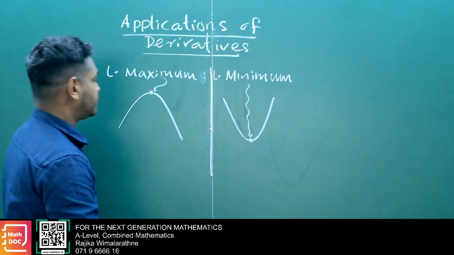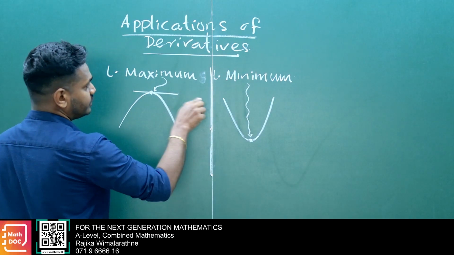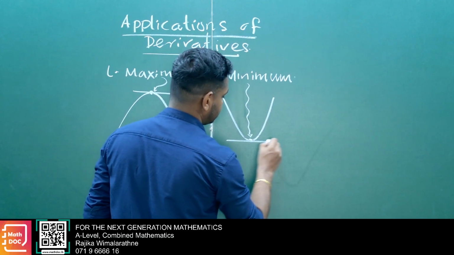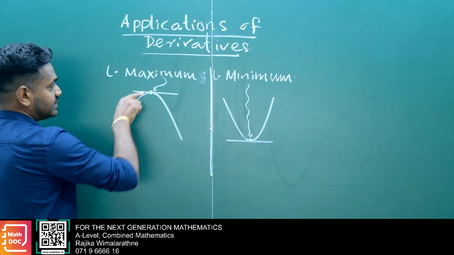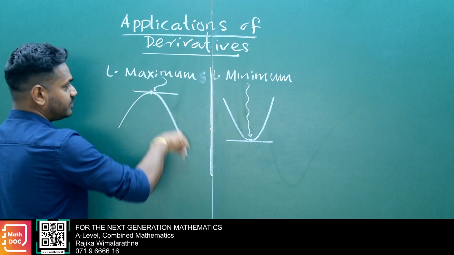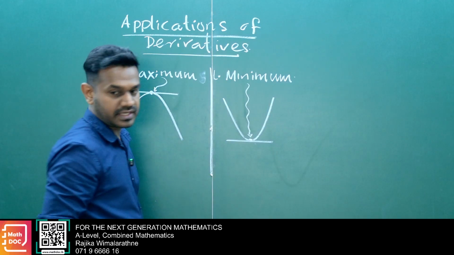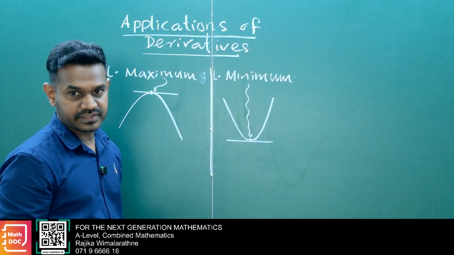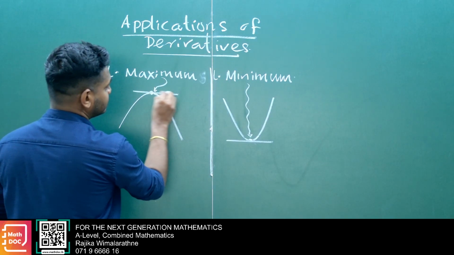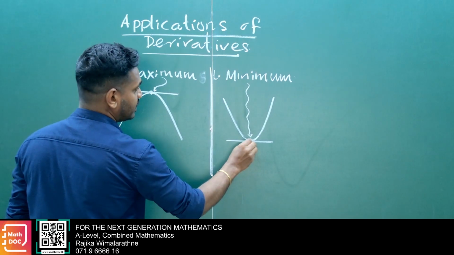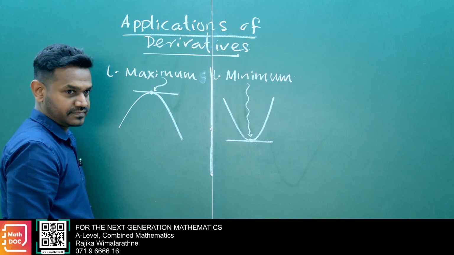When you sketch a tangent here, it is surely parallel to the x-axis. And the curve goes this way and turns. So we call the maximum point a turning point, and the minimum point also a turning point. Both are turning points. At the maximum point and at the minimum point, the tangent is surely parallel to the x-axis.